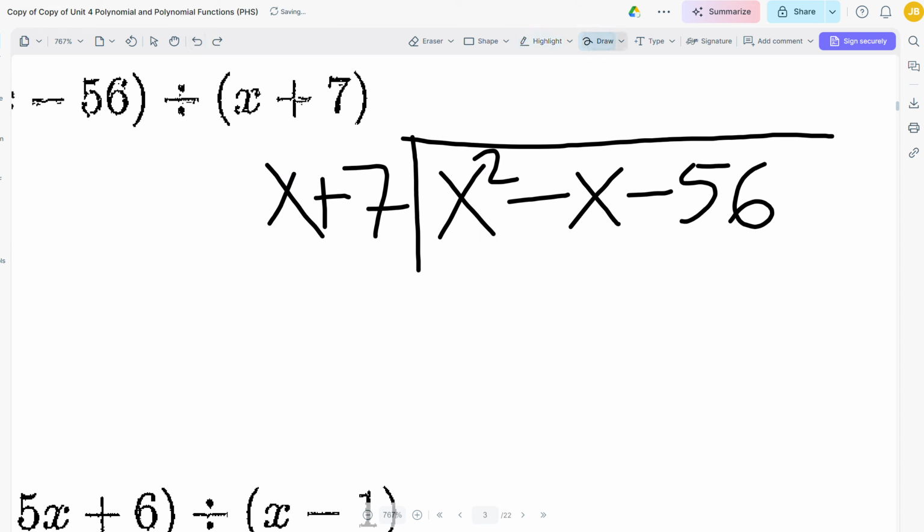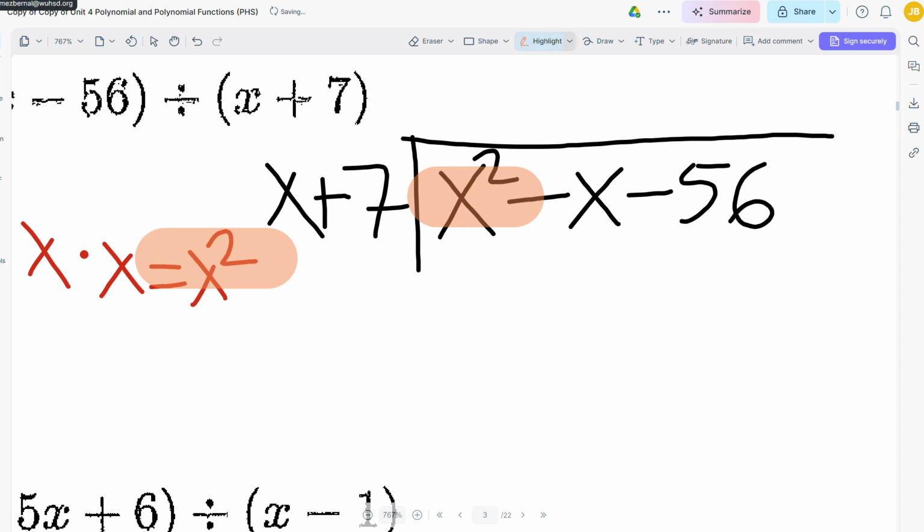I'm going to do this to the side in a different color. Well, if you recall, we know that x times x is x squared. So we've already created what we want. We want to make sure it matches that. Since we know we're going to multiply by x, we're going to go ahead and put that value in the first place, x.